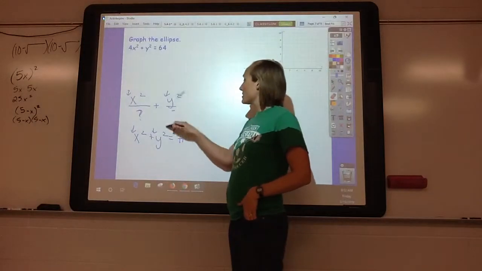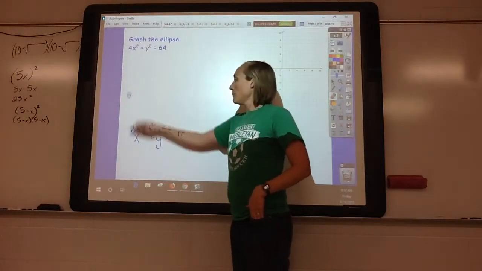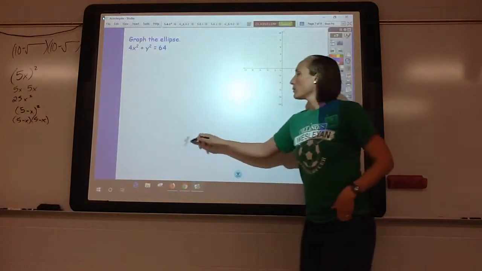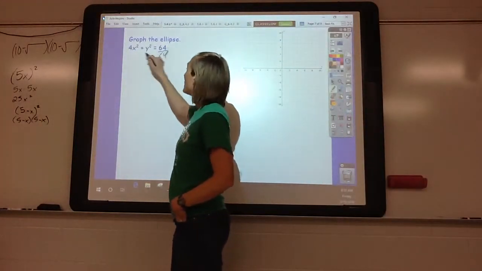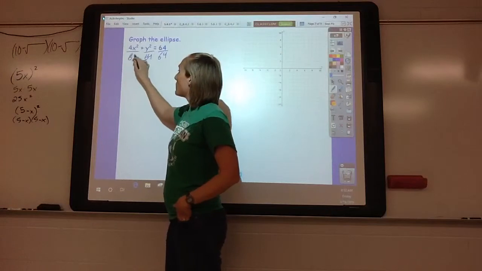So we want to make this into our ellipse. How do we do that? We get it equal to 1. Okay, so the first thing you need to do is divide by 64 to set it up into the correct form.